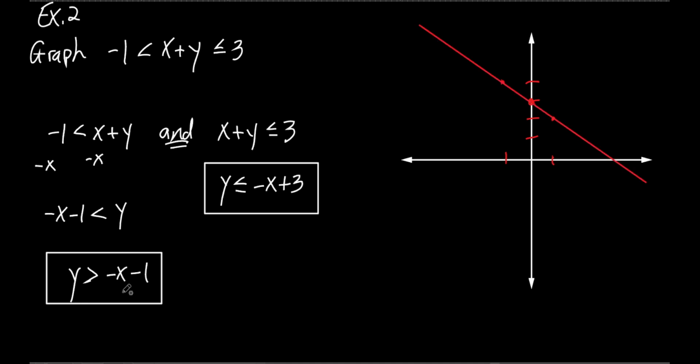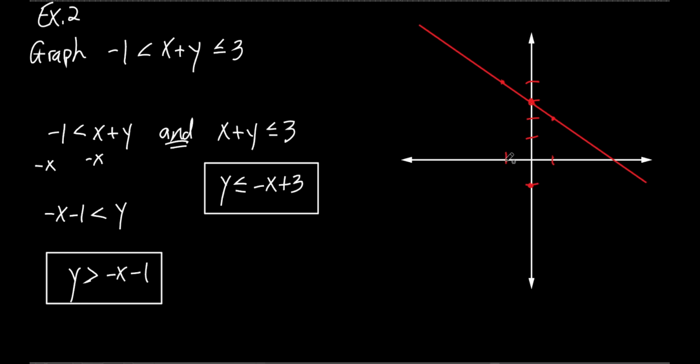All right, what about this one? Y is greater than -x minus 1. So the y-intercept is -1. The slope is -1, just like the same slope of that. So guess what's true? If they both have the same slope, then what's true about those two lines? They're parallel to each other.